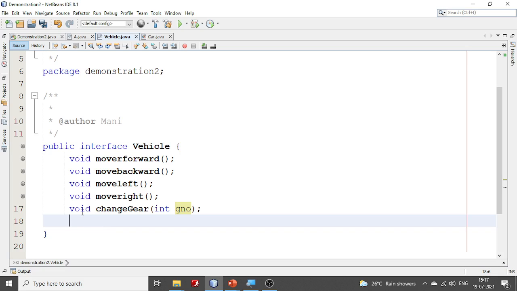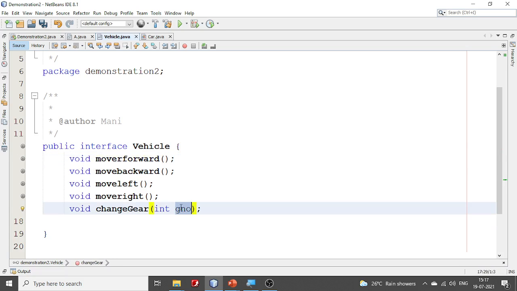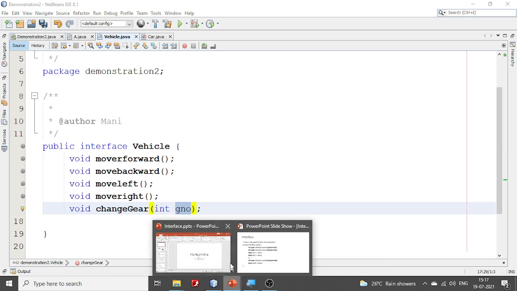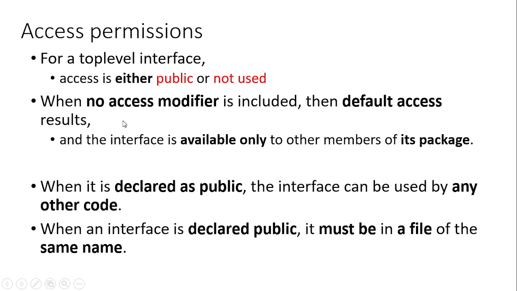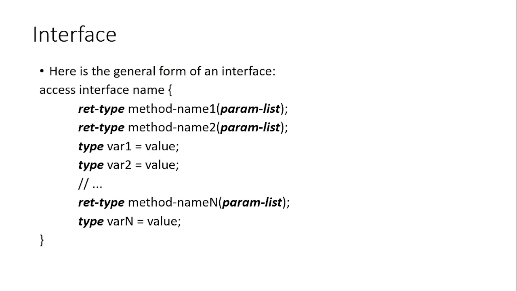Okay, so you write the return type, name of the method, and if it is taking some parameter, you write that parameter. So this is what is written over here. So return type, method name, parameter list, and so on and so forth.